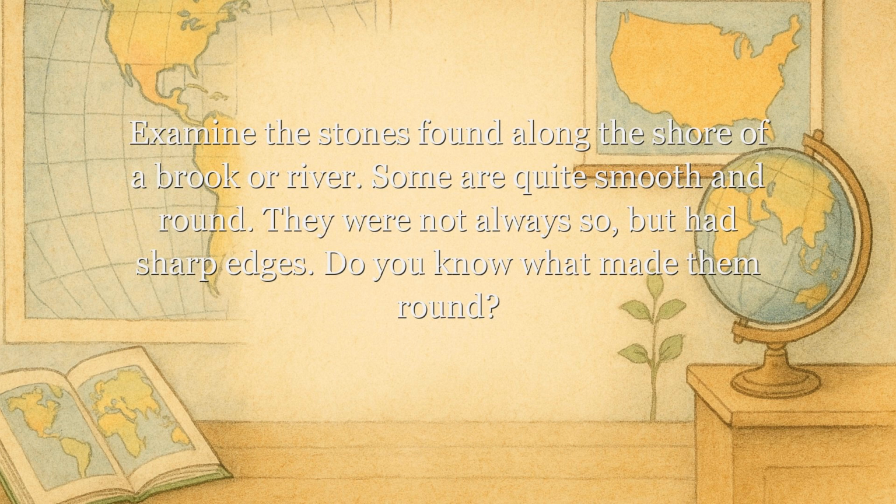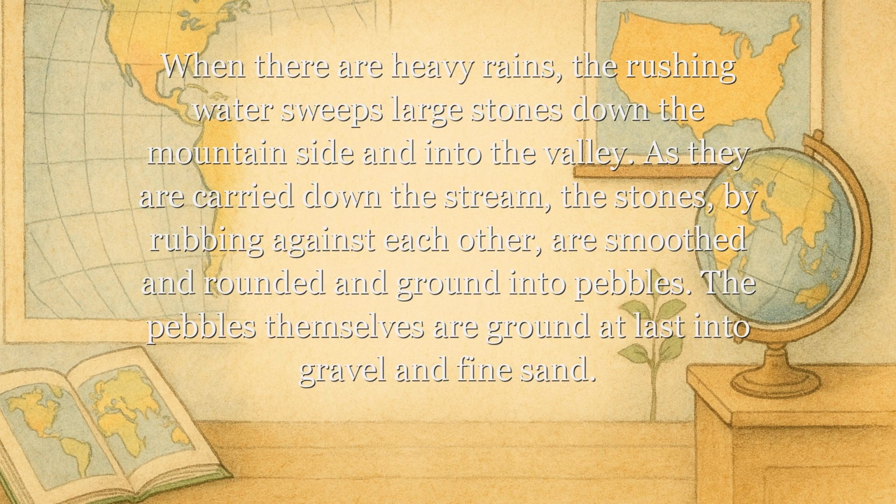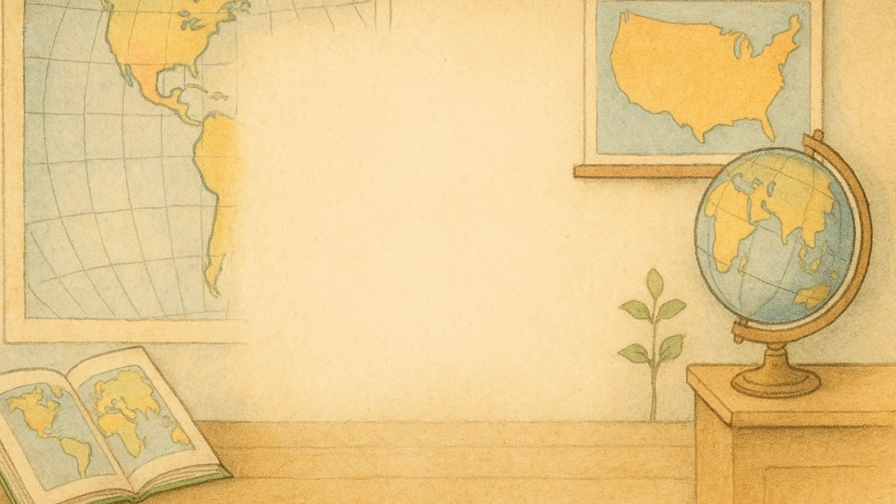Examine the stones found along the shore of a brook or river. Some are quite smooth and round. They were not always so, but had sharp edges. Do you know what made them round? When there are heavy rains, the rushing water sweeps large stones down the mountainside and into the valley. As they are carried down the stream, the stones, by rubbing against each other, are smoothed and rounded and ground into pebbles.